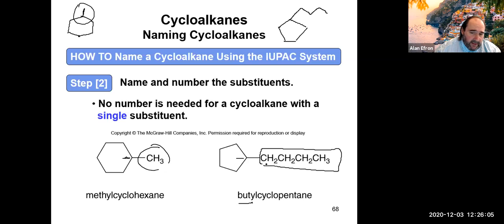Something like this, where we would have 1 carbon, 2 carbons, 3 carbons, 4 carbons. That would be our butyl group. So again, you can have the whole thing drawn in line structure as well, even the groups attached. Any questions on that?